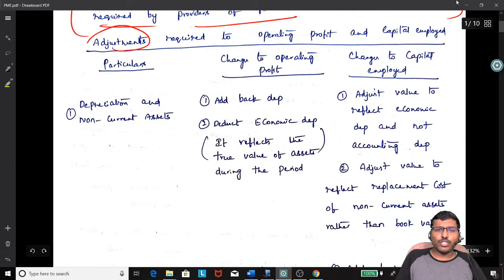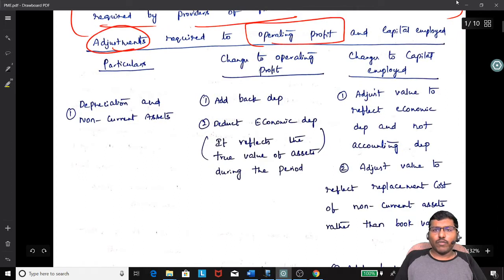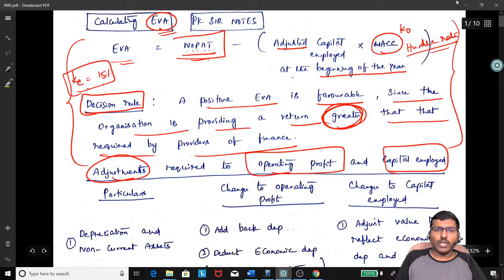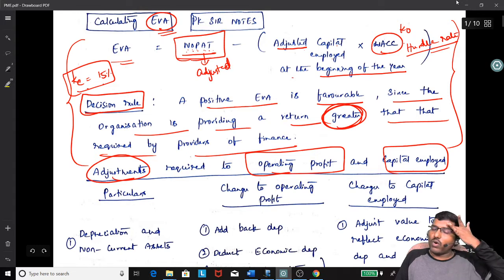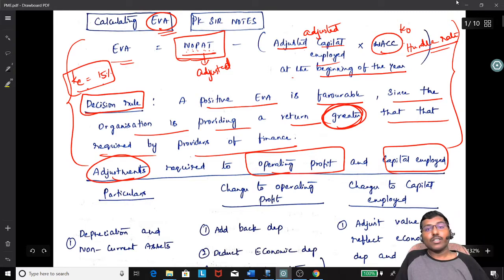You need a lot of adjustments for operating profit and capital employed. Now look at the formula. You have operating profit here. This has to be adjusted before calculating what? Economic value added. And you have capital employed here. This also has to be adjusted. Now that's what makes this EVA calculation a little bit challenging.